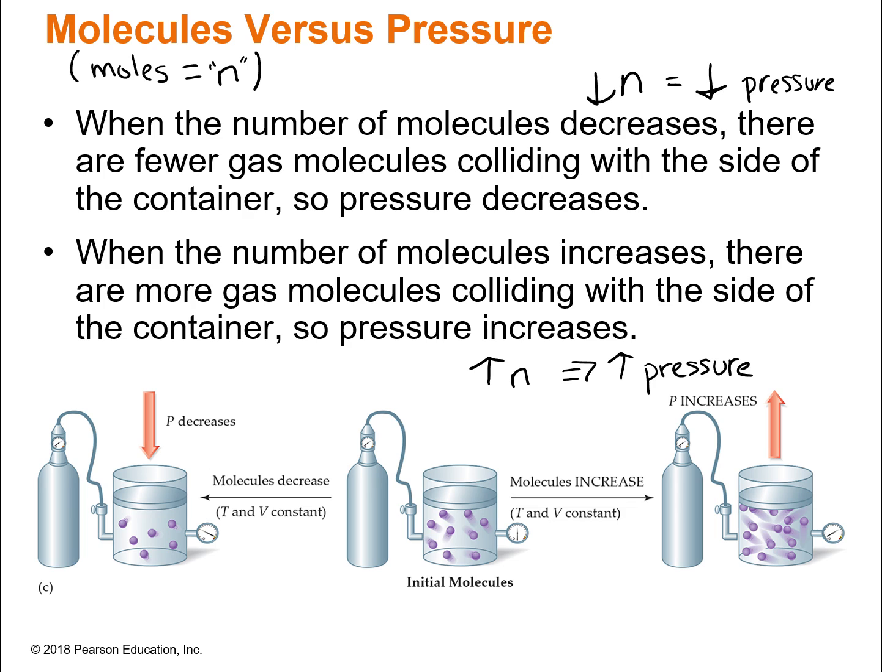This is another example of a direct relationship. So temperature and pressure, molecules and pressure have a direct relationship. What happens to one happens to the other. Pressure and volume, however, indirect. So the opposite happens. Let me know when you're ready to move on from this slide.